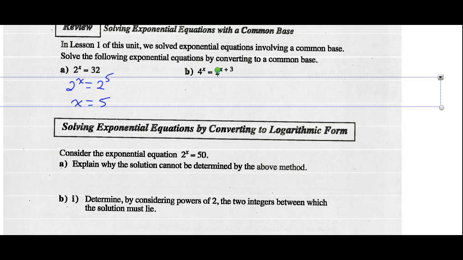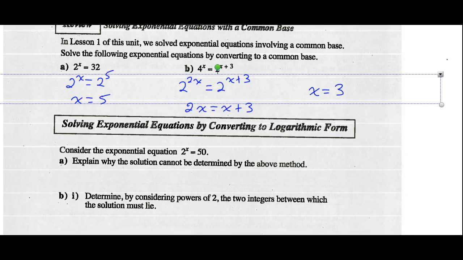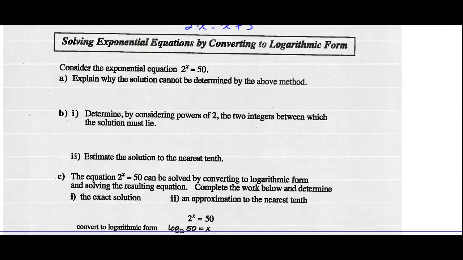Part B, I've got 4 to the x. That can be written as 2 to the 2x equals 2 to the x plus 3. And I can now equate the exponents. So 2x should equal x plus 3. If I minus x from both sides, x would equal 3. All right, so that's a review. We've done that. No issues there.